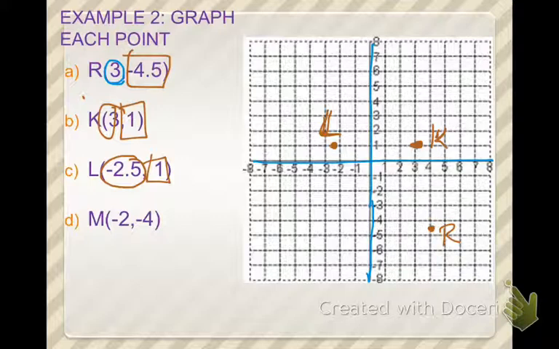M says you start at 0, 0 again, and we're going to go to the left, because it's a negative, left 2 points, and then it says negative 4, so that means we're going to go down 4. 1, 2, 3, 4, and you put your point, and then your letter for it. I hope you understand how to graph now. If you need to rewatch it, feel free.